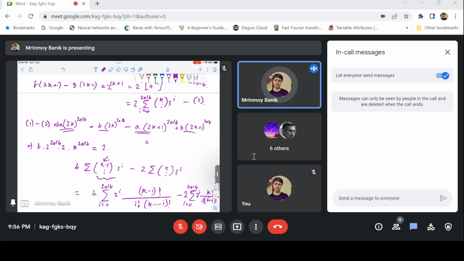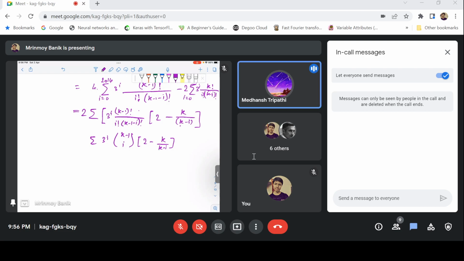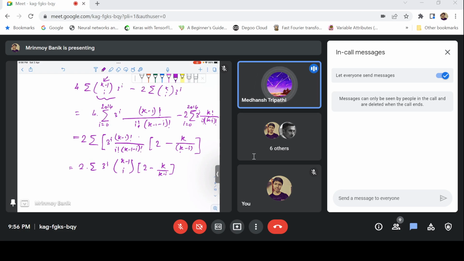That was exactly what I was doing a while ago. I was saying that we can just reduce this factorial: we can divide (k minus 1)! by (k minus 1 minus i)!, and then it will be (k minus i) times (k minus i plus 1) times (k minus i plus 2) till (k minus 1), right?